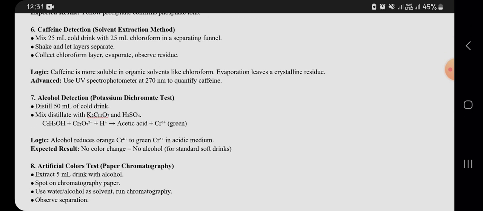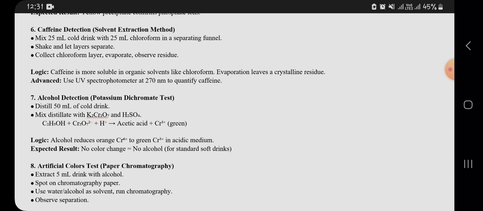Caffeine detection, which is the solvent extraction method. Mix 25 ml cold drink with 25 ml chloroform in a separating funnel. Shake and let layers separate. Collect chloroform layer, evaporate and observe residue. Logic is caffeine is more soluble in organic solvents like chloroform. Evaporation leaves a crystalline residue. Advanced: use UV spectrophotometer at 270 nanometer to quantify caffeine.